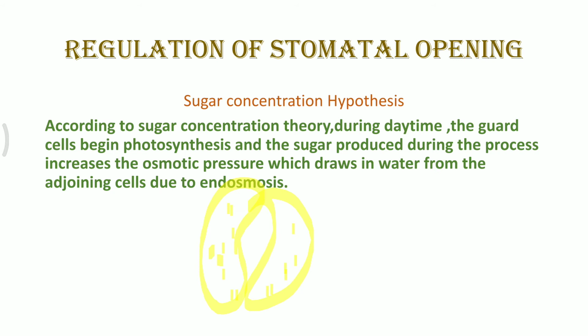The reverse happens during the night. During the night, the osmotic pressure will decrease, and because no photosynthesis is occurring, no sugar is formed in the guard cells, and as a result the guard cells will shrink. So this idea leads towards the opening and closing of stomata in the day and night, depending on the presence or formation of sugar during the daytime.